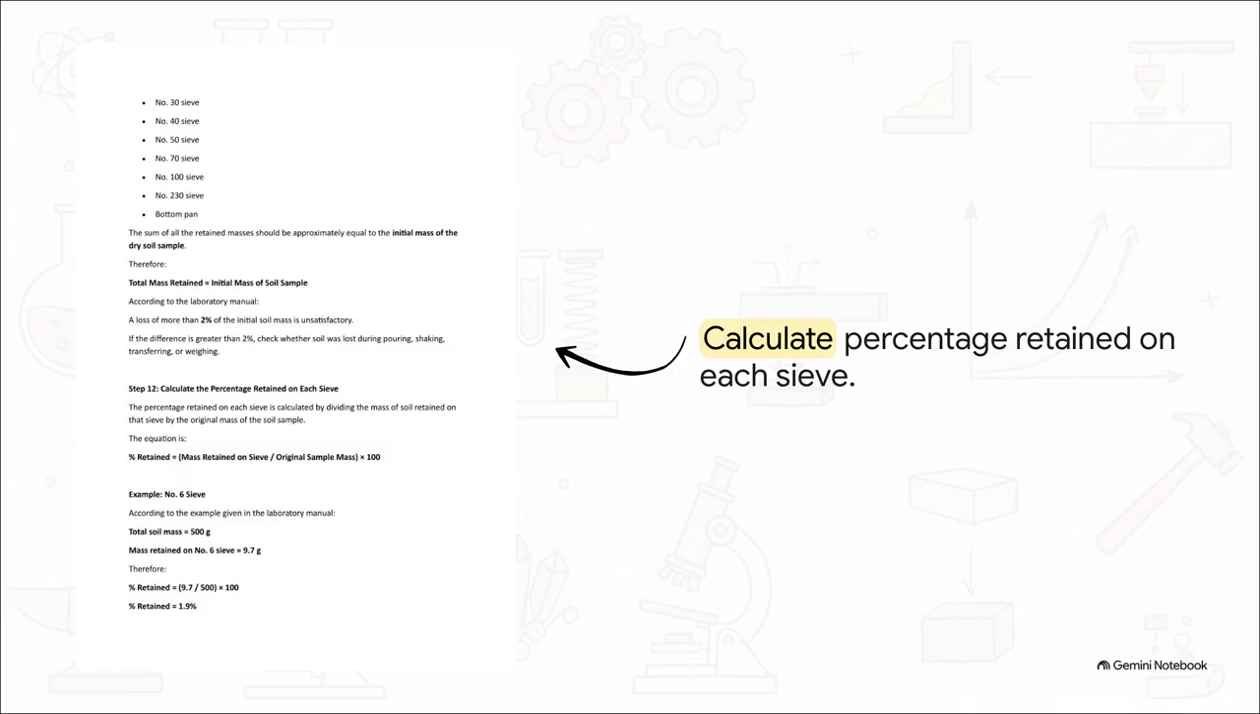Now, here is a crucial point for your lab assessments. If you calculate your total recovered mass and find a loss of more than 2% of the initial soil mass, your test is officially unsatisfactory. You'll have to do it again. Precision is literally everything here.